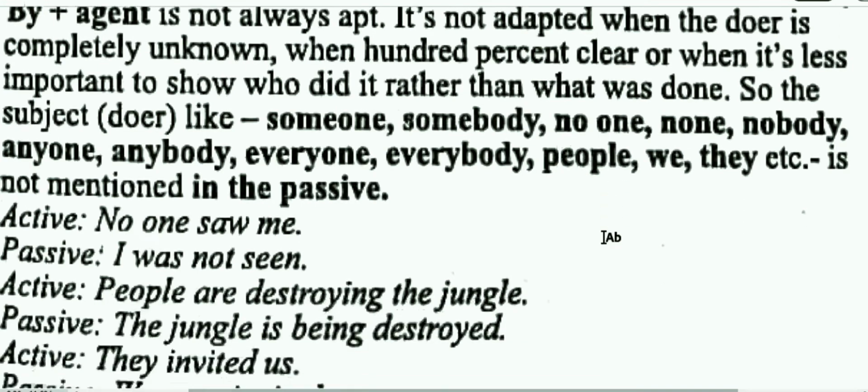Example. Active: No one saw me. Here, no one. Already I have said that someone, somebody, no one, none, nobody, anyone, anybody, everyone, everybody, people, we, they are not clearly known. These are called doers, but they are not properly known. So active is here: No one saw me. No one means we don't know who that person is. So we say I wasn't seen only. We don't write, I was not seen by no one. We don't do like that.